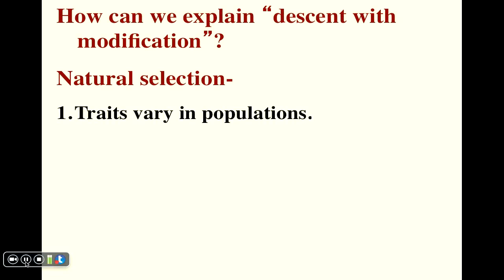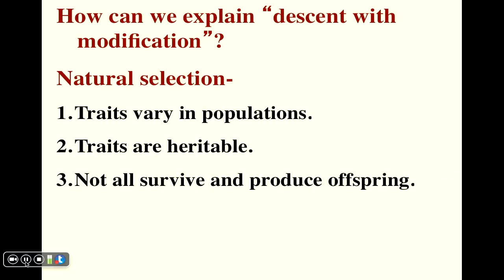First of all, this idea that traits vary in populations. And you can see this if you just look at humans, for example. There's lots of variation in eye color, hair color, height, and so forth. So traits vary in populations. We have to focus on those traits that are genetically based or that are heritable, not ones that might be acquired during an individual's lifetime. Right? So we're focusing on genetically based or heritable traits here.